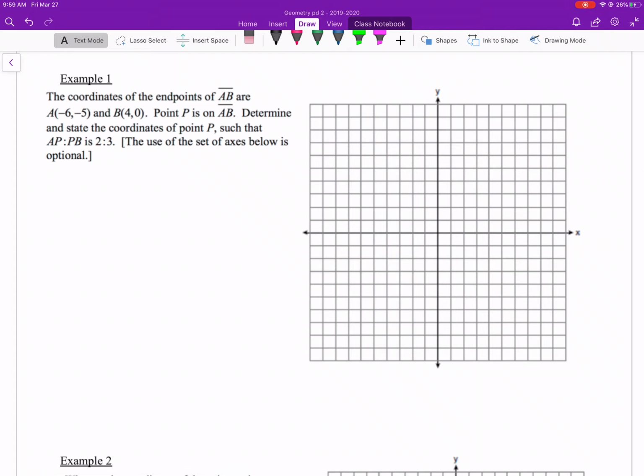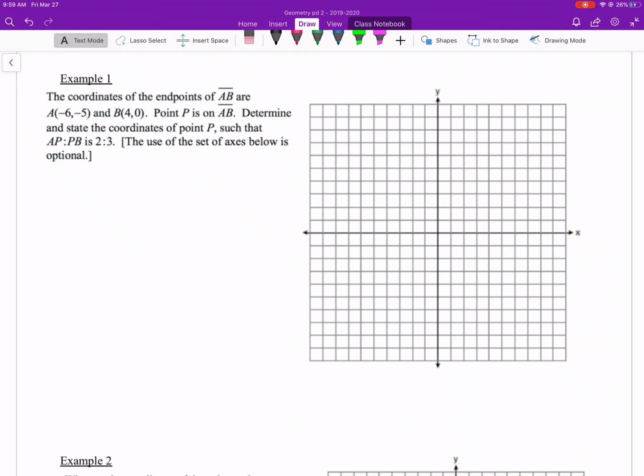The coordinates of the endpoints of AB are A(-6, -5) and B(4, 0). Point P is on AB. Determine and state the coordinates of point P, so some random point on the line, such that the ratio of AP to PB is 2 to 3. The use of the set of axes below is optional.